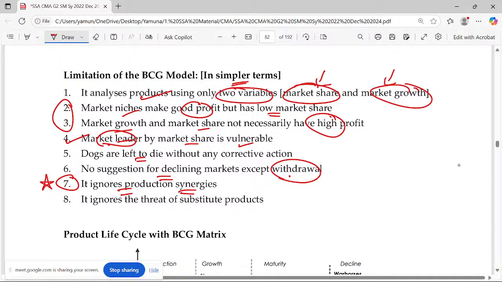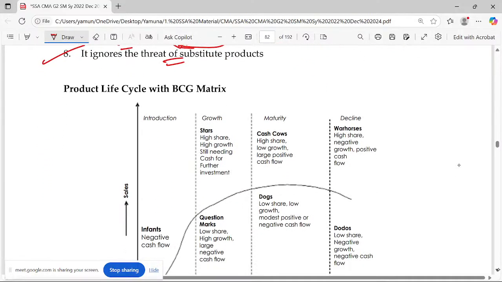There are so many synergies and so many effects that it's not utilizing. Why do we say synergy instead of production strategy? Because when we use the proper technology in production, it will show good market share and good market growth. It's not utilizing BCG. And it ignores the threat of substitute products. That again is a one-dimensional angle. It's beautifully deep actually.